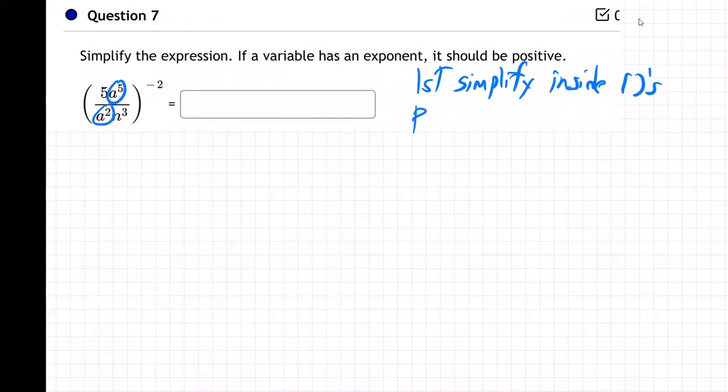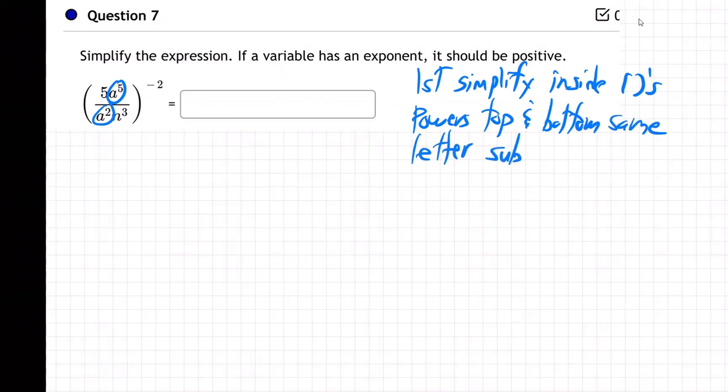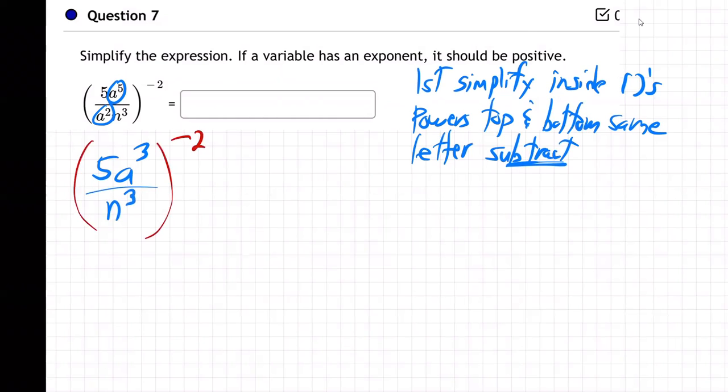Powers, top and bottom for the same letter. Subtract, don't they? So that's going to be a to the third. And then that's all being raised to the -2. Do you see what happened there? So I just took the 5 minus 2 to be 3.